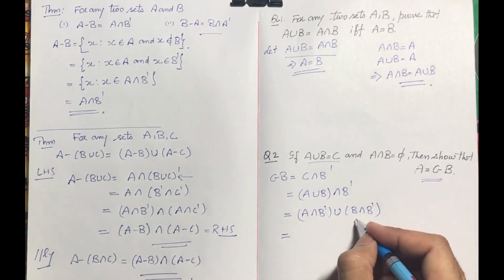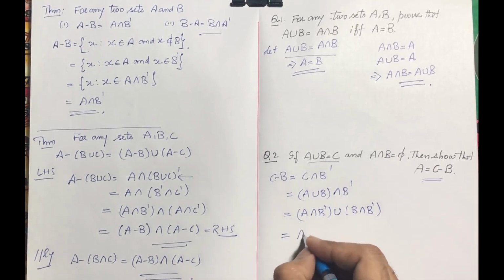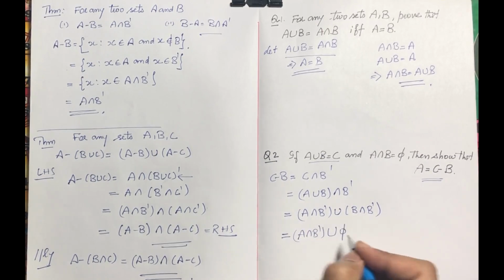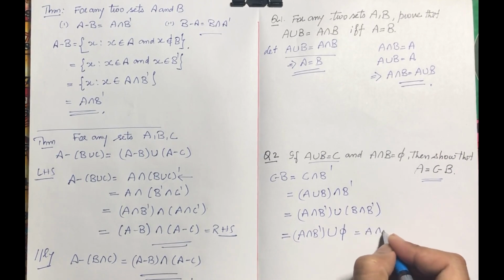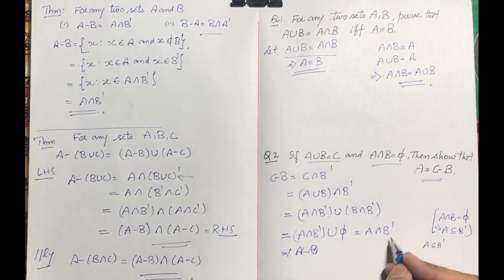So is there anything common between B and its complement? No. So this is phi. A intersection B complement union phi, which is again A intersection B complement. And A intersection B is equal to phi implies A contained in B complement. You see, if A is contained in B complement, what is A intersection B complement? The smallest set, that is A, which is the right hand side.